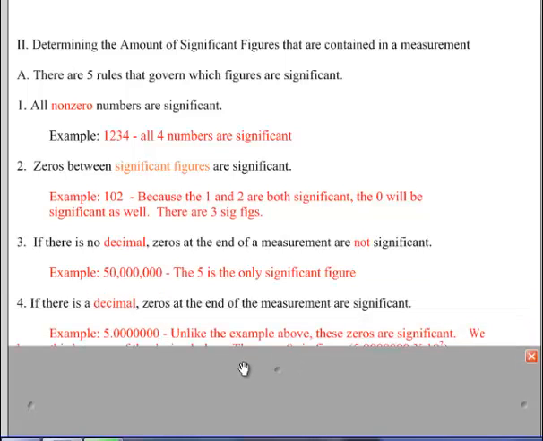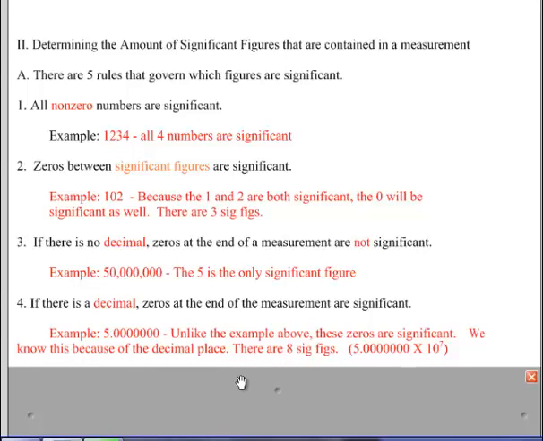The fourth rule is about measurements at the end, like the third rule, but it is if there is a decimal. When a decimal is present, the zeros at the end of the measurement are significant. For example, if we have the same number as above, but with a decimal after the 5, now all of those zeros are significant. Now there are 8 significant figures. We know this because of the decimal place.